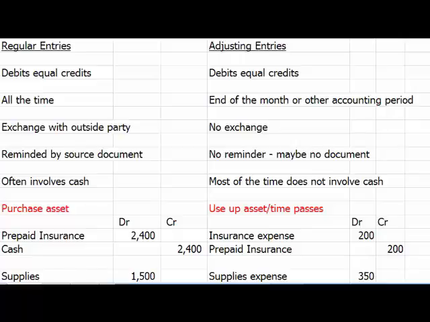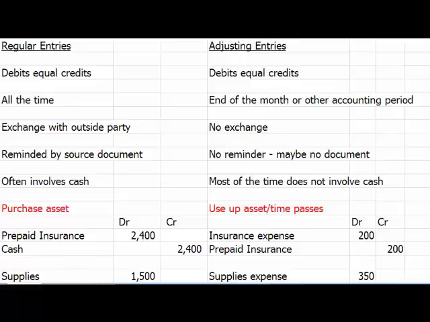Regular entries, if you forget, will generally be reminded by a source document such as an invoice or a check, or even a bank statement will remind you of all the checks you wrote or all the deposits you've made, all of those exchanges. But there will be none for adjusting entries.